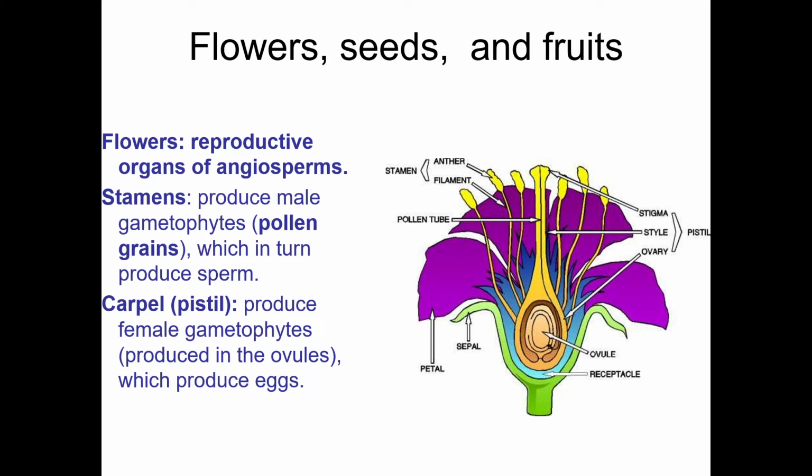You have some bits and pieces here. The male part of the flower is the stamen. It's composed of the anther and the filament. The female parts we collectively call a pistil, and that is composed of the stigma, which is the top there. It's sticky to collect the pollen, the male gametophyte, the sperm. The style, which is a tube that runs down into the ovary. Pistil is also referred to as a carpel.